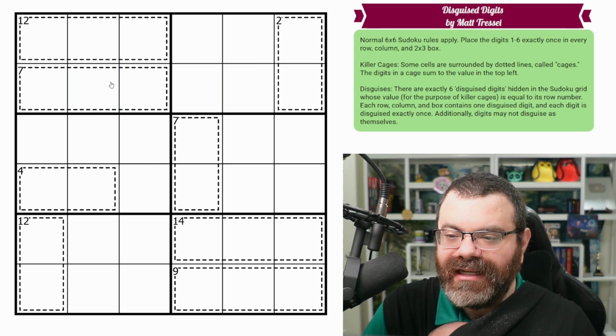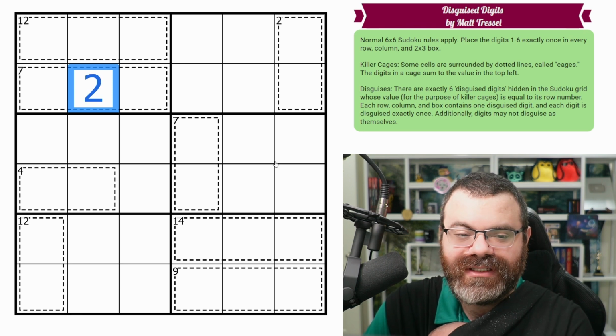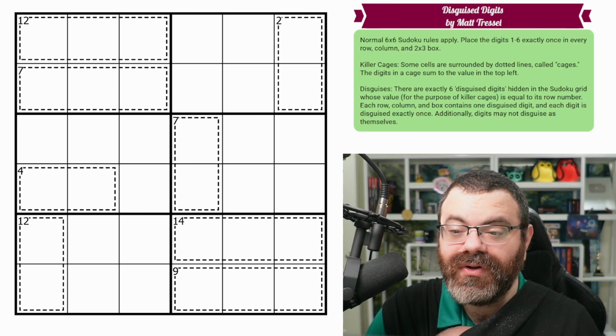And additionally, digits can't disguise as themselves. So if this is a 2, you know it isn't disguised, because it's already matching its row. All right, that's it. Those are the rules.